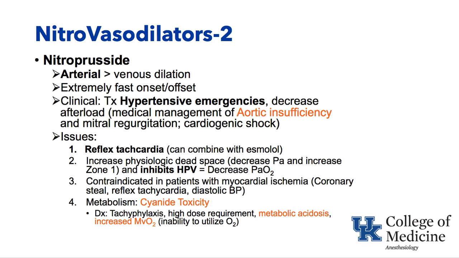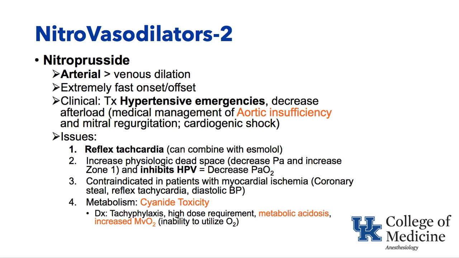Some of the issues with nitroprusside include, as you vasodilate and drop their blood pressure, they will get reflexive tachycardia. And in fact, a young patient may get very tachycardic and keep their blood pressure up. In those cases, combining nitroprusside with a beta blocker like esmolol can allow you to reduce the dose of nitroprusside overall and decrease that tachycardia. So with esmolol combined with nitroprusside, you won't have to use as much nitroprusside to get the same hypotensive effect.